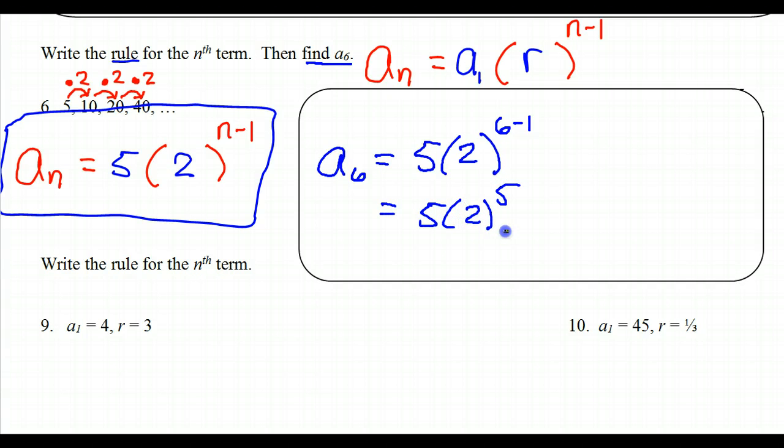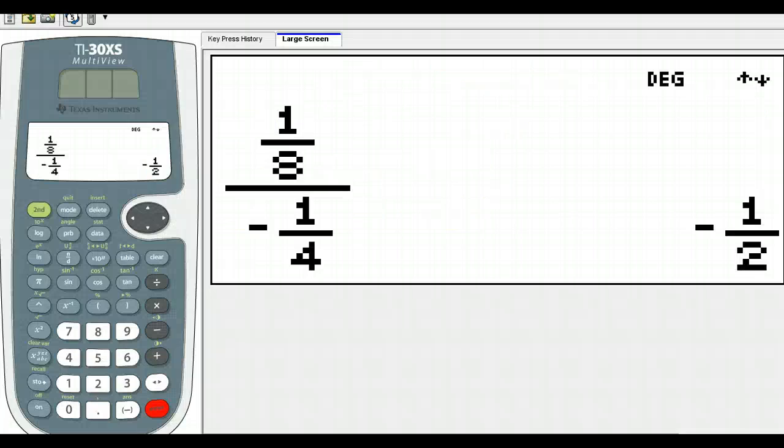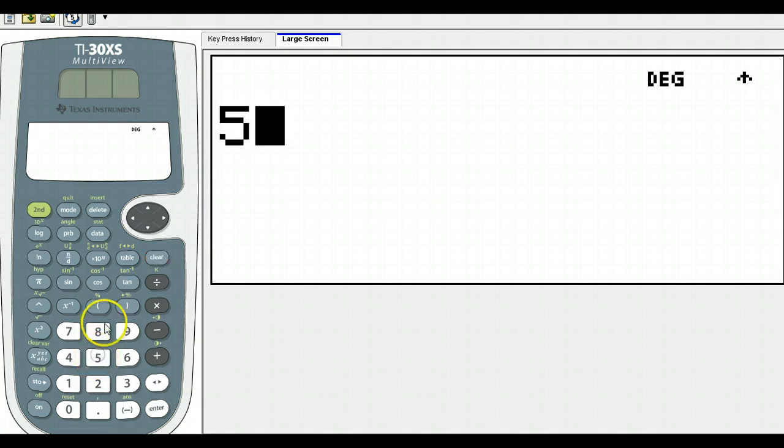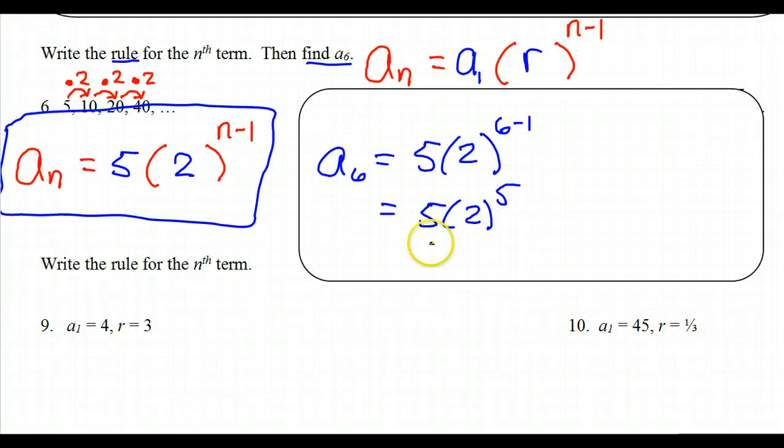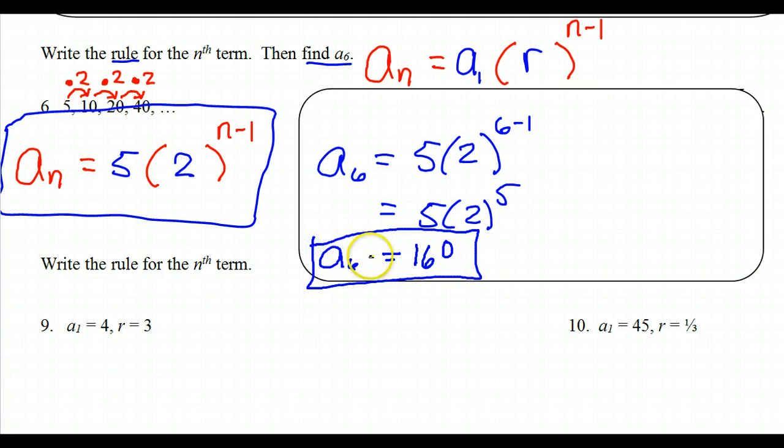Now I'm pretty sure 2 to the 5th power is 32, but if you had any doubt, you could consult your calculator. So we're doing 5 times 2 to the 5th power. Okay, so that comes out to be 160. So that's what a6 is. The 6th term of the sequence should be 160. You know what? Let me show you one other thing.